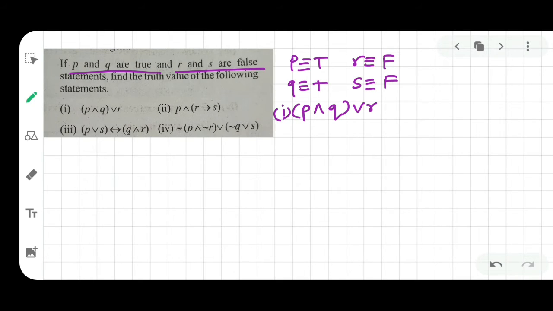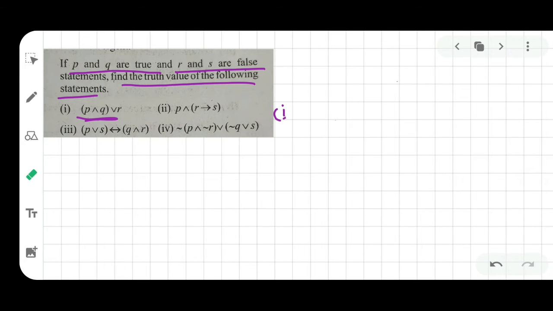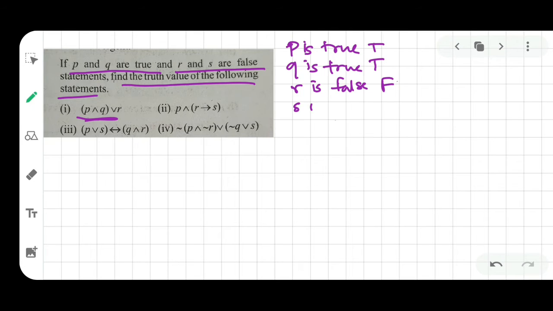So R and S are false statements. Then find the truth values of the following statements. So we are finding the truth value of this. Actually, instead of writing in this form, we will write like this. Okay, so what is given? P is true, Q is true, that is T, R is false, S is false.